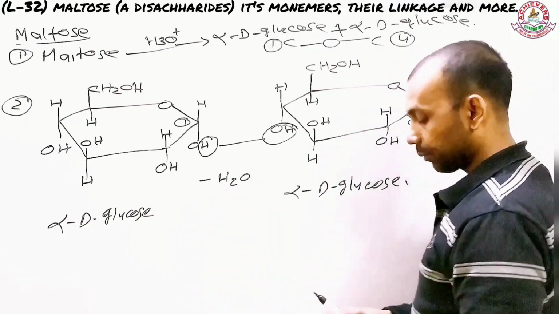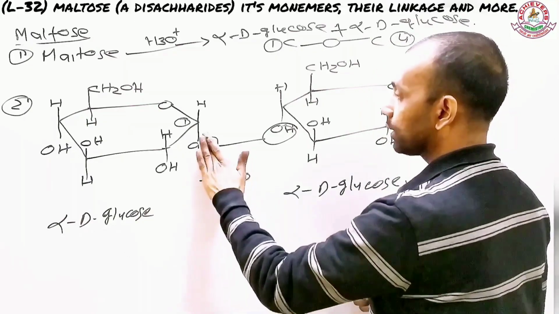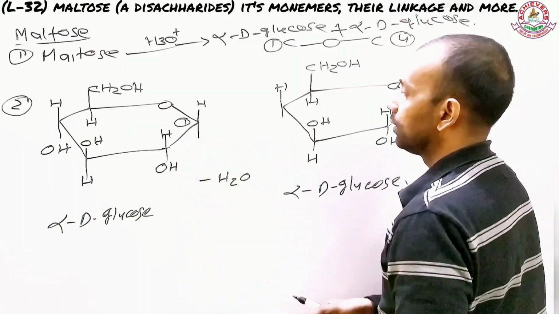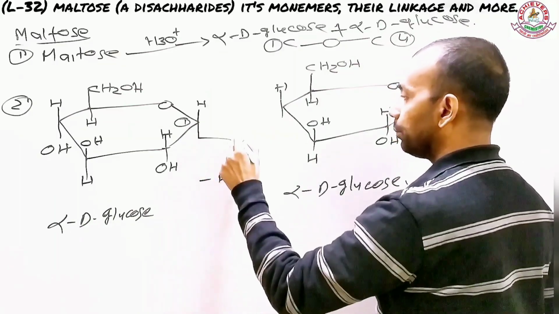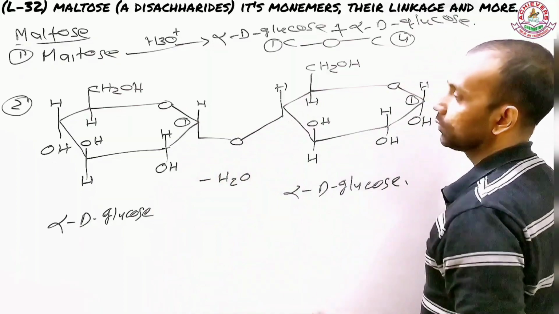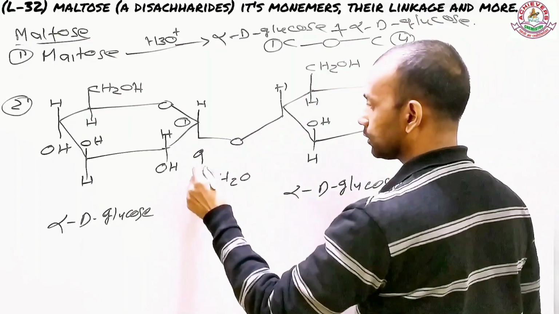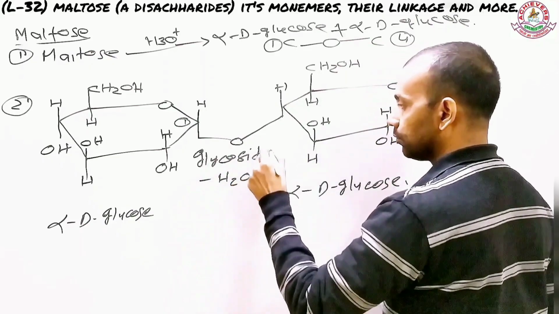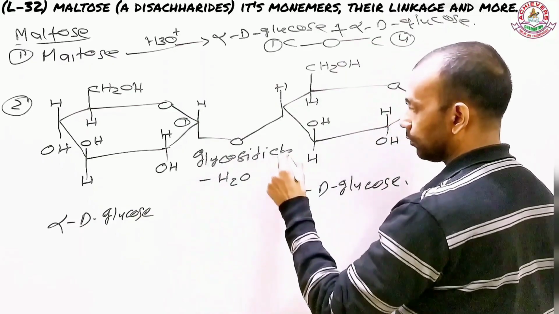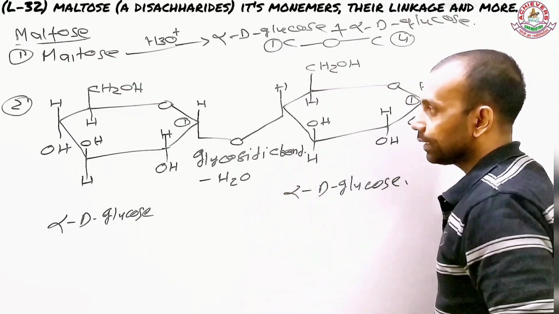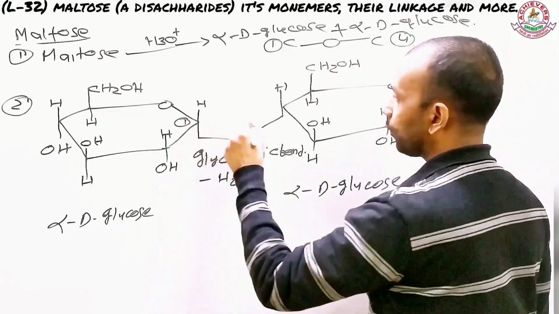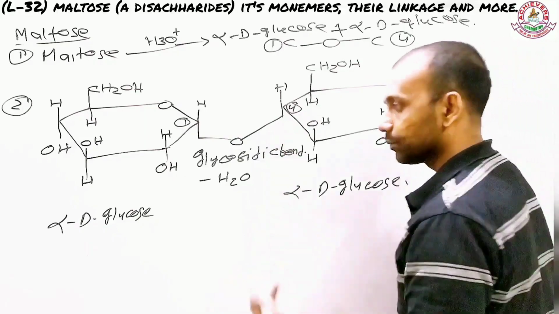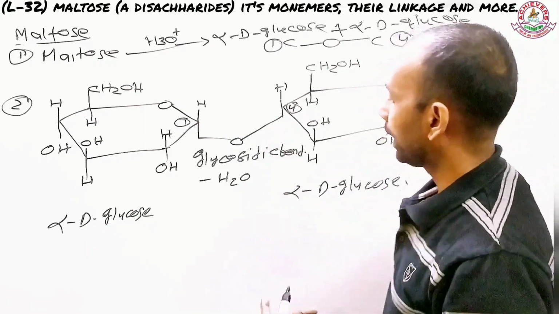And after the water has come out as a byproduct here, what will happen? This oxygen will make a bond between these two molecules, and this bond is called your glycosidic bond. So the bond is forming between the first carbon of one glucose and the fourth carbon of another glucose, and this bond is again called a glycosidic bond.